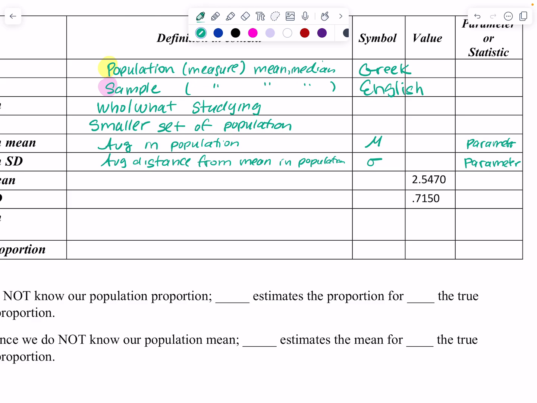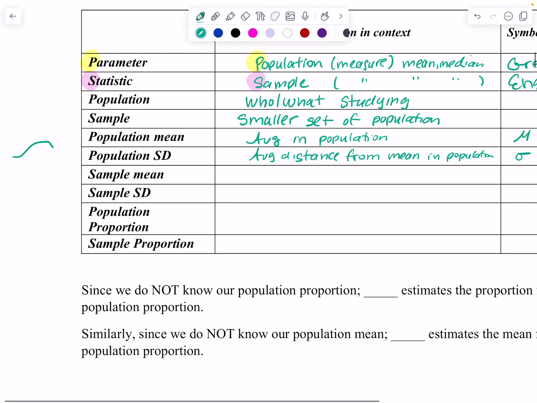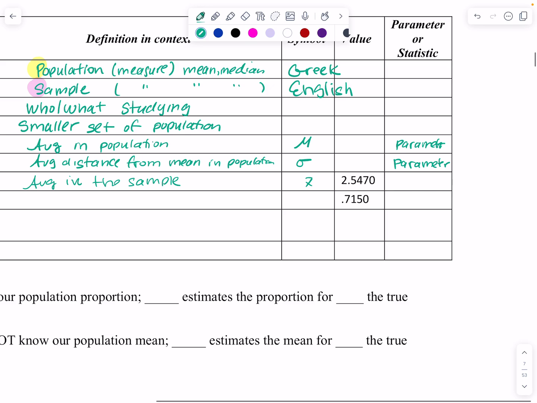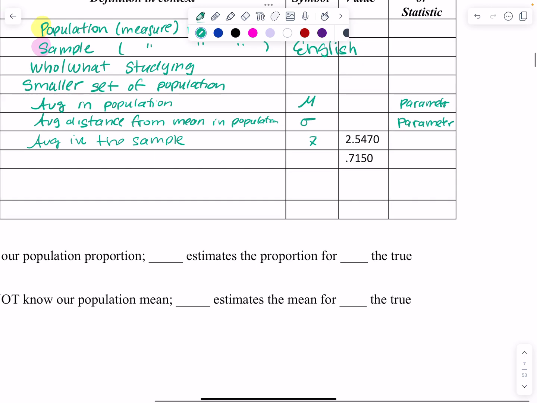Now the parameters, remember, are part of our model. So when we do our normal model, we use mu and sigma. And that's what my normal model is based on. And then we put our sample mean in it to see how unusual it is. So the sample mean is, of course, the average in the sample. And that is X bar. And the 2.5470 is from this data up above. And that is a statistic.